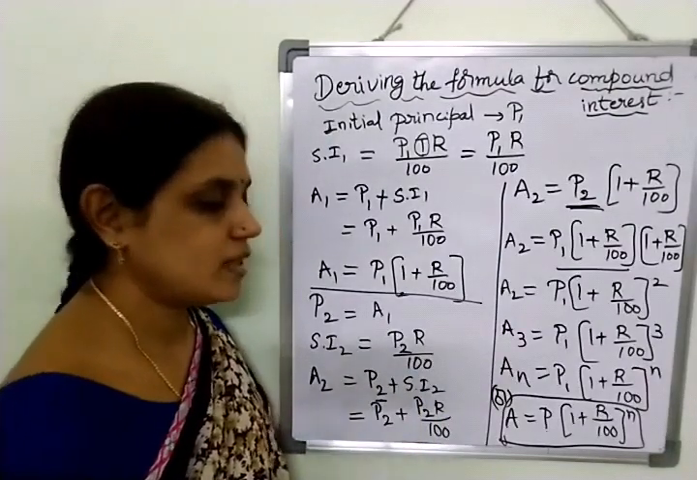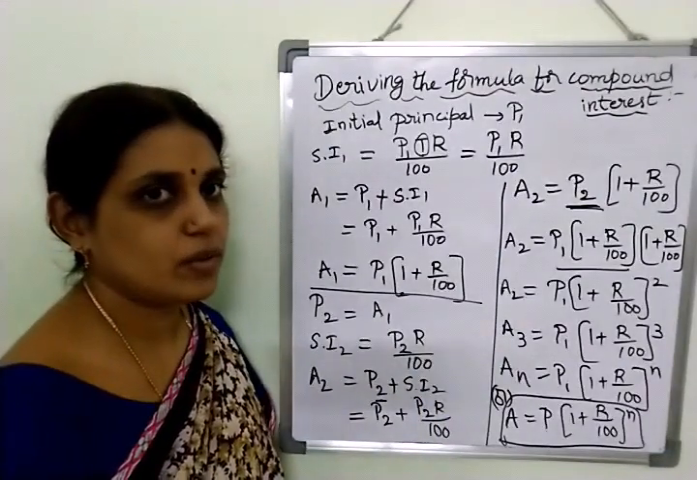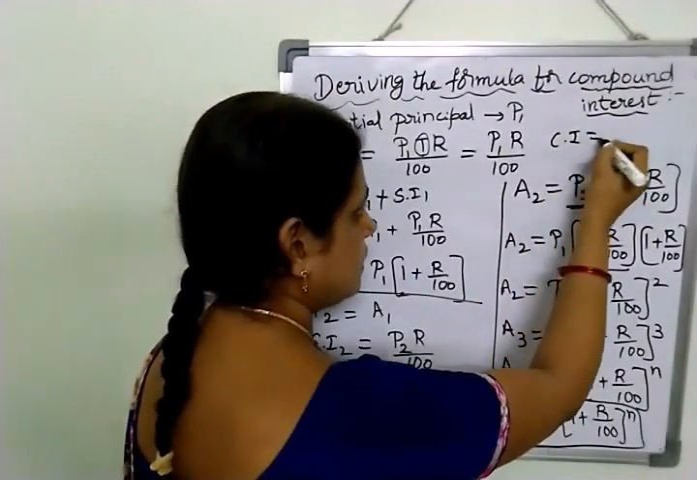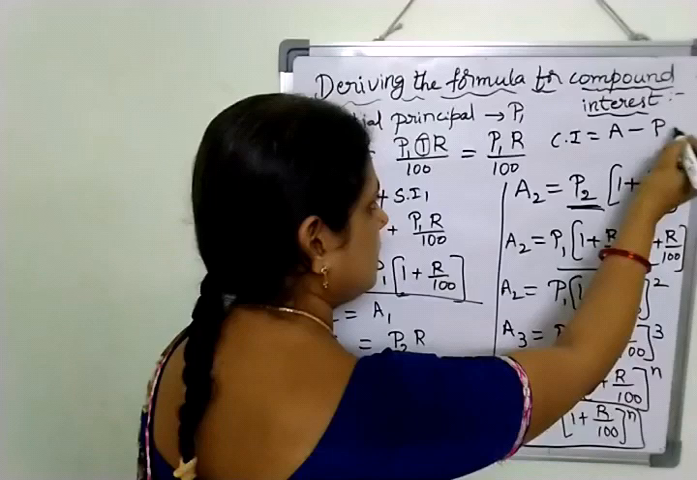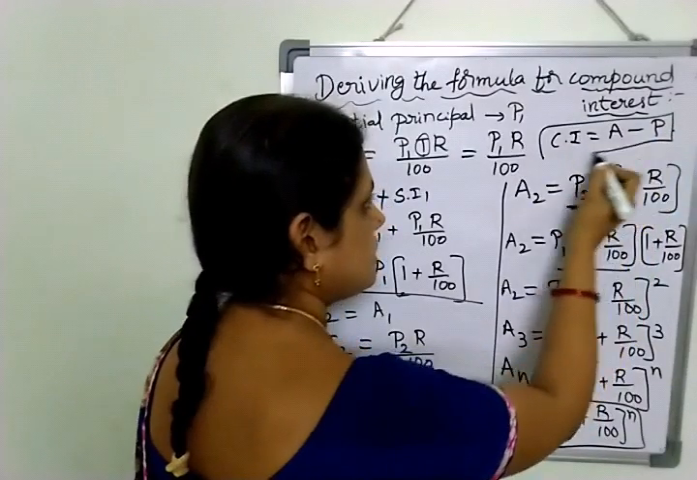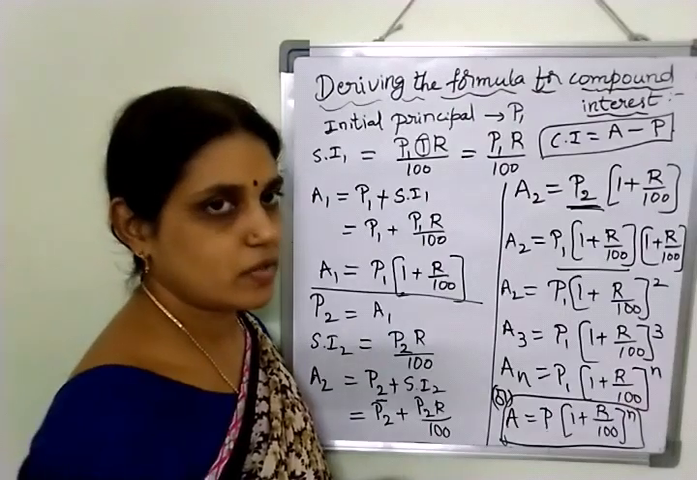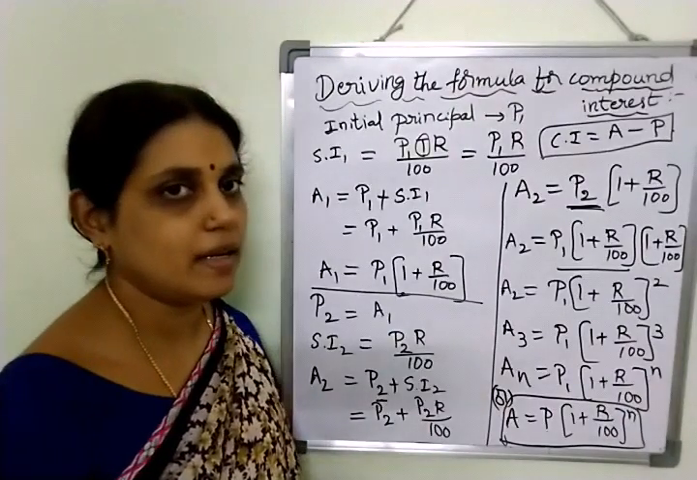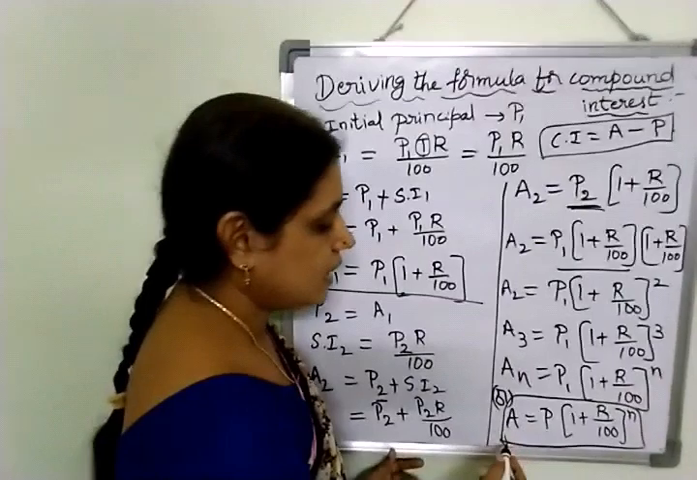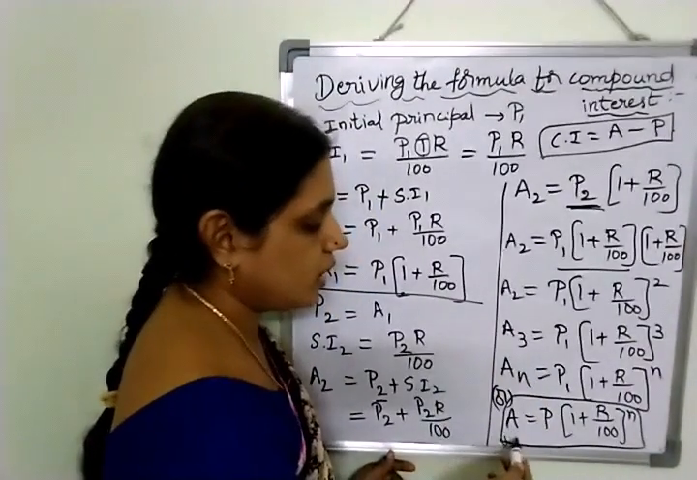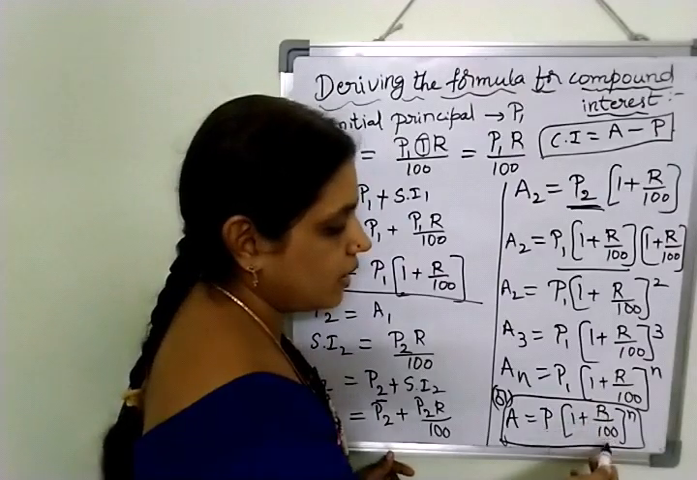So if you want the interest, then what you have to do? You have to subtract. Compound interest equal to amount minus principal. That's it. Interest equal to amount minus principal. If you want amount, in simple interest what we have done, we added principal and interest. So in case of compound interest, first we are calculating the amount equal to P into 1 plus R by 100 whole power n.